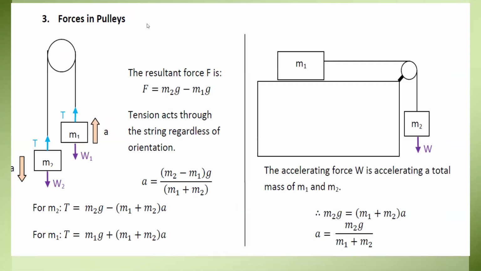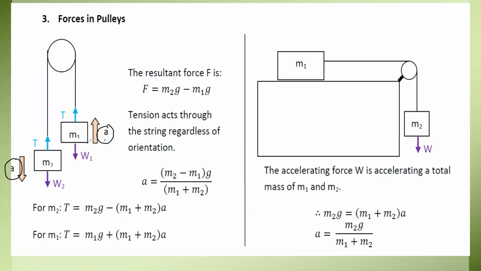Now, what if the two objects are attached by a pulley and M1 and M2 are the two masses? The first mass is accelerating up and the second mass is accelerating down. And we want to find the relation between them.